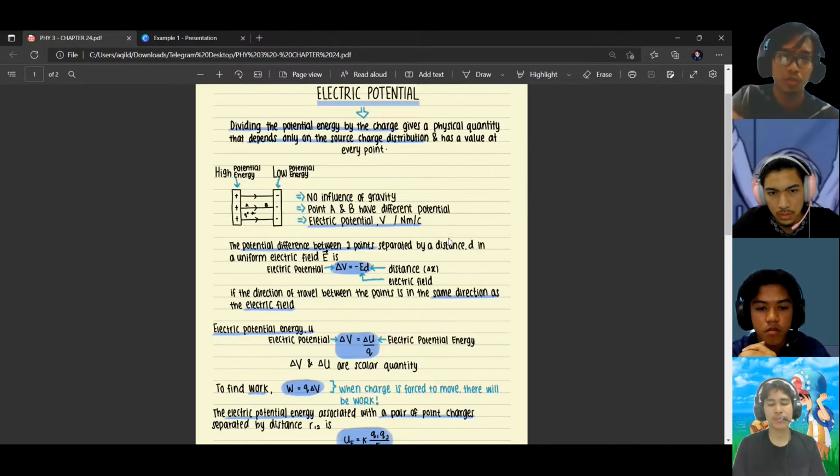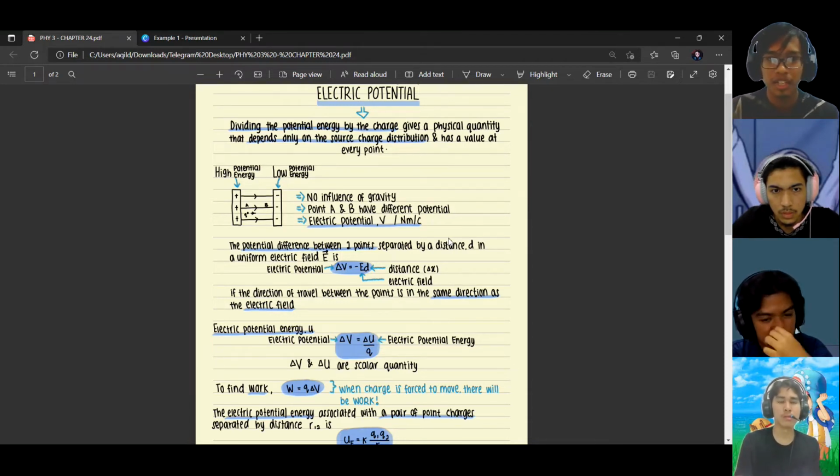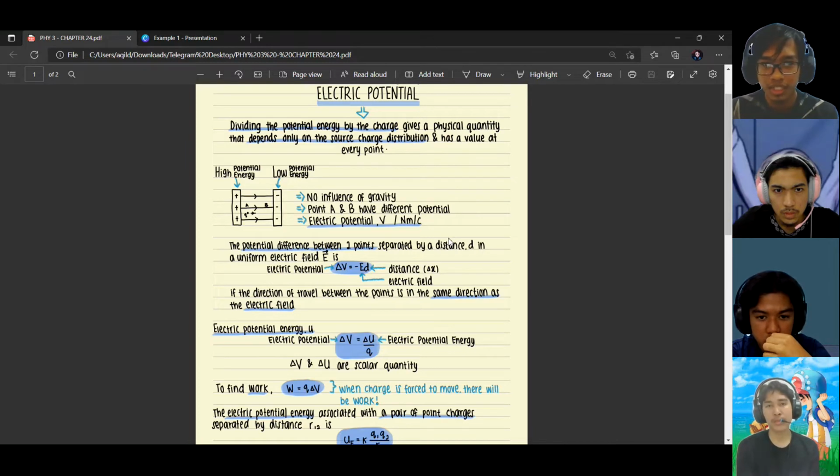The potential difference between 2 points separated by a distance d in a uniform electric field E is delta V equal to negative Ed. Delta V is the change of electric potential, E is electric field and d is delta x, also known as distance, if the direction of travel between the points is in the same direction as the electric field.